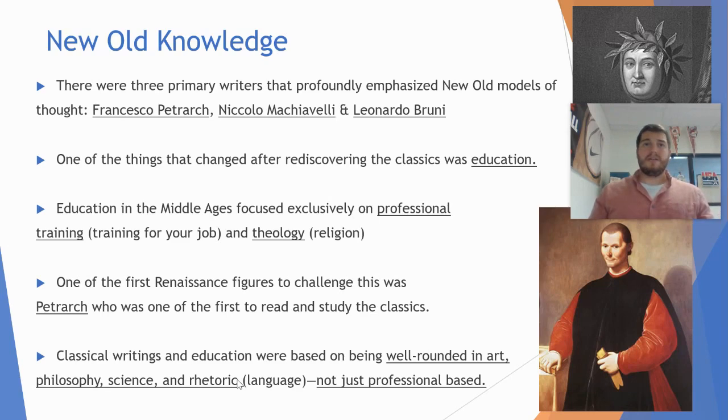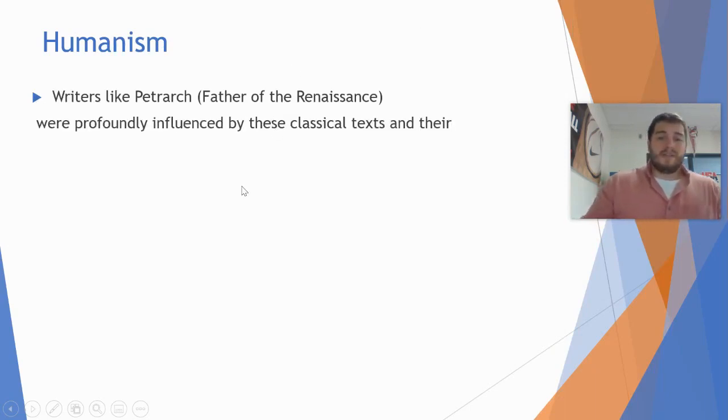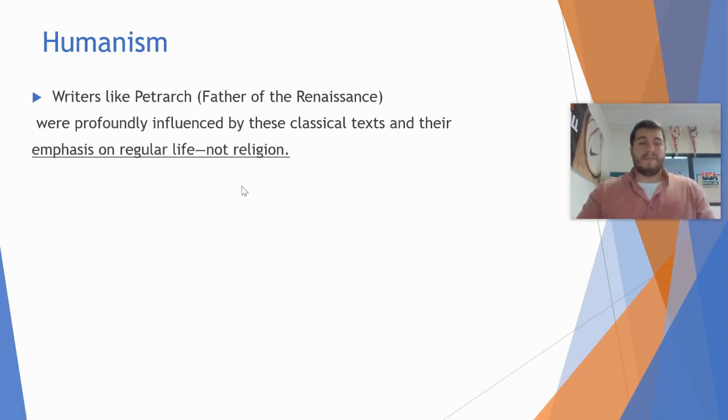We learn English, where you look at a lot of literature. You have music classes, you have art classes, you have history classes that you're taking right here. And this really all begins starting in the Renaissance. So you can see how it still affects, however many hundred years later, what you're doing in class right now. So humanism. Writers like Petrarch, who was the father of the Renaissance, were influenced by these texts and their emphasis on real life and regular life, not religion.